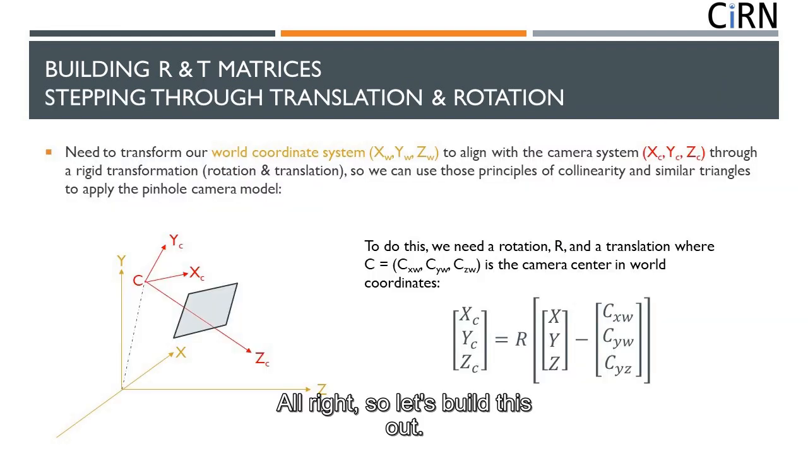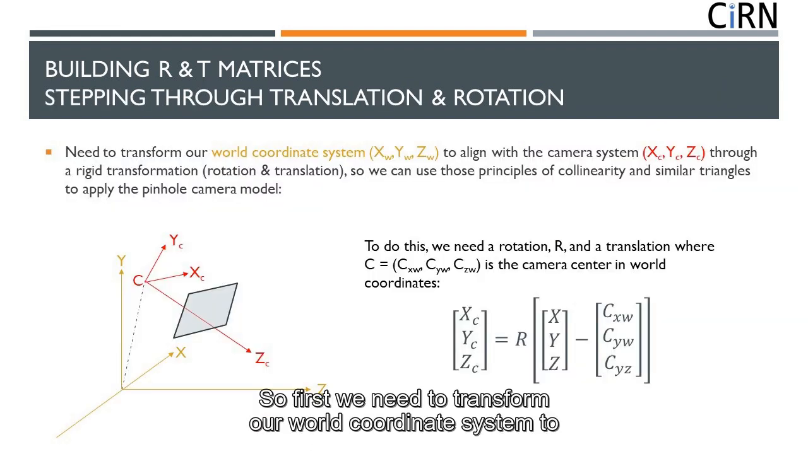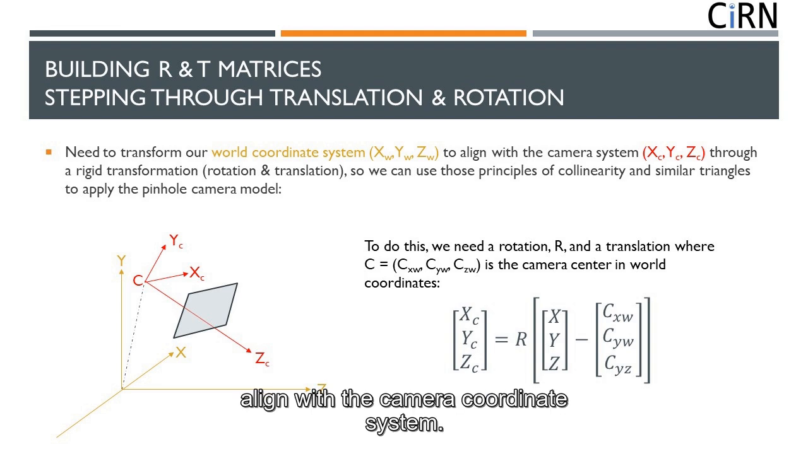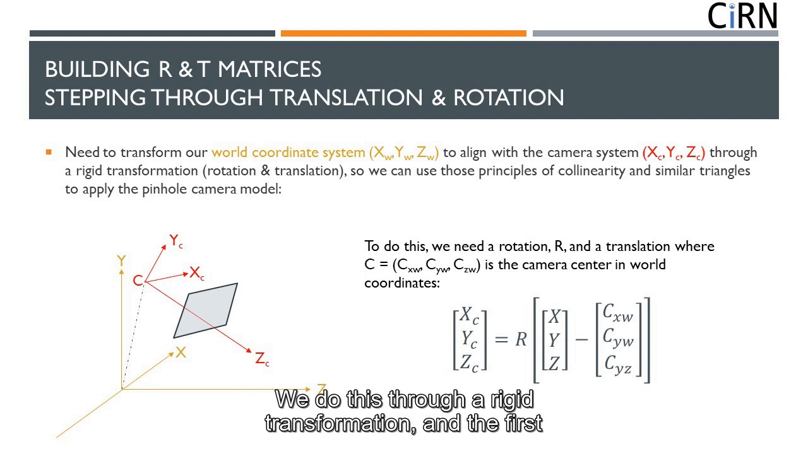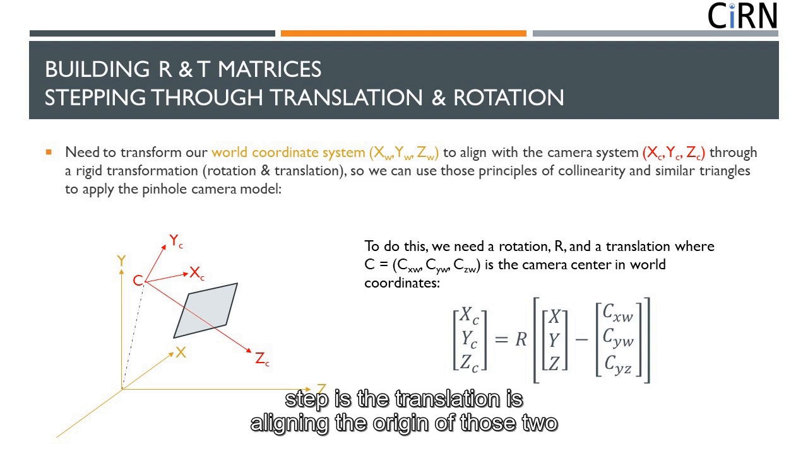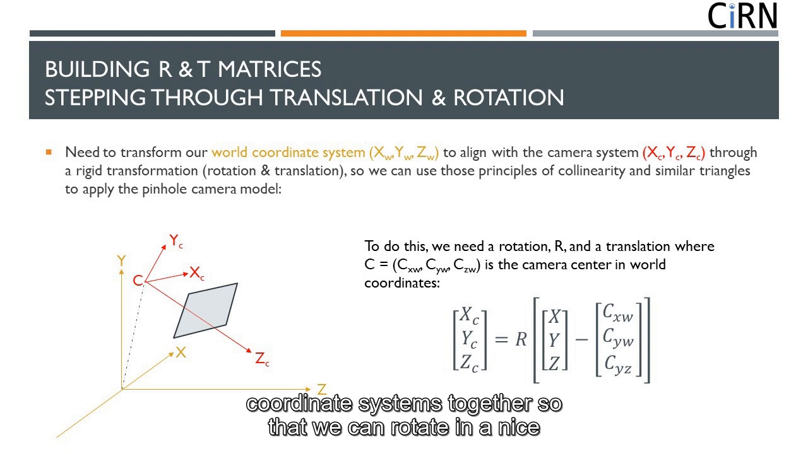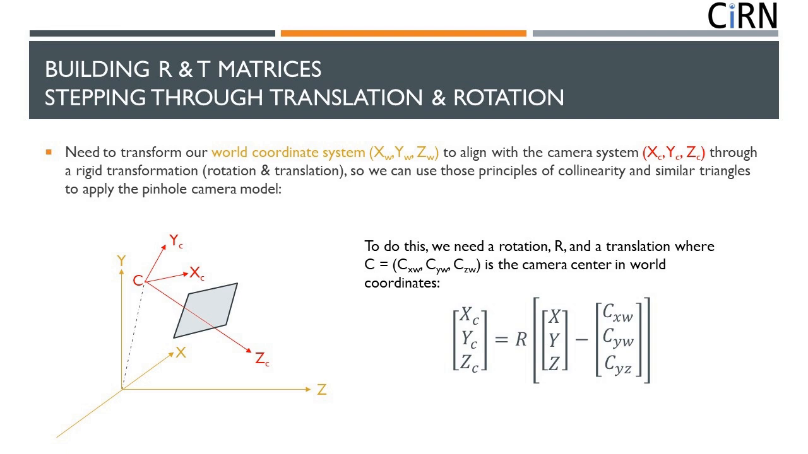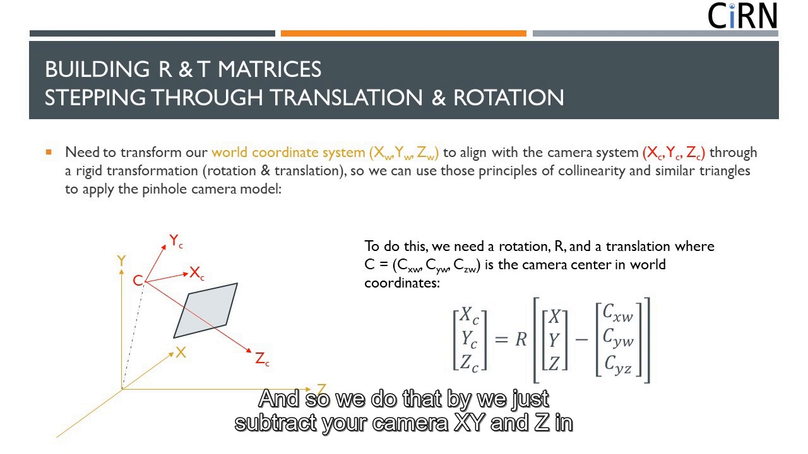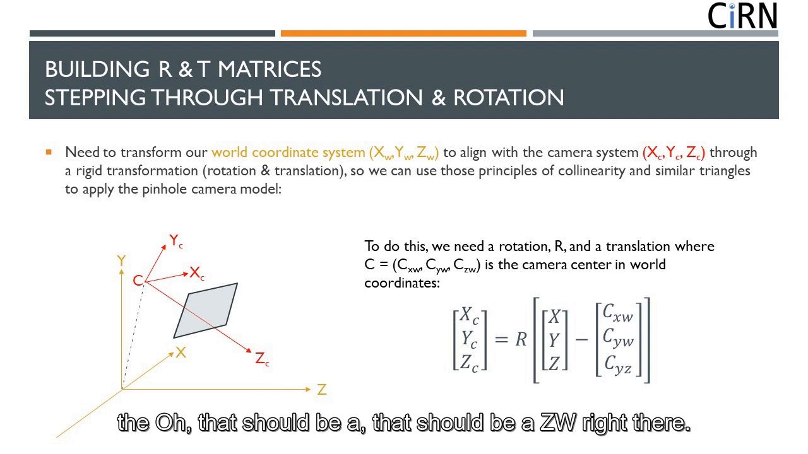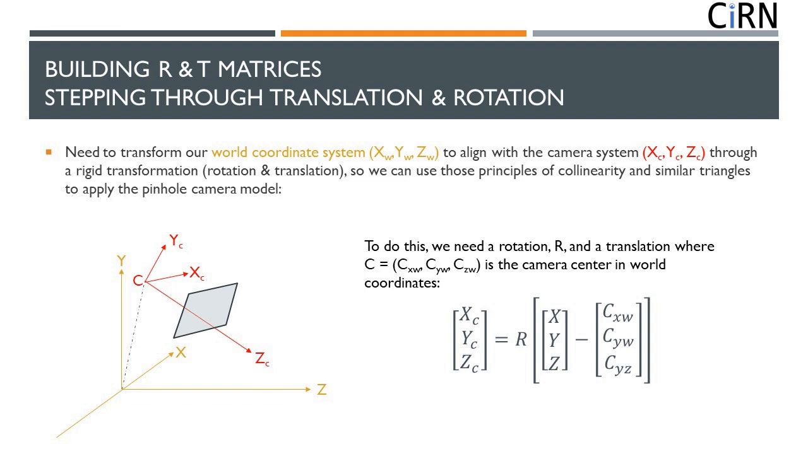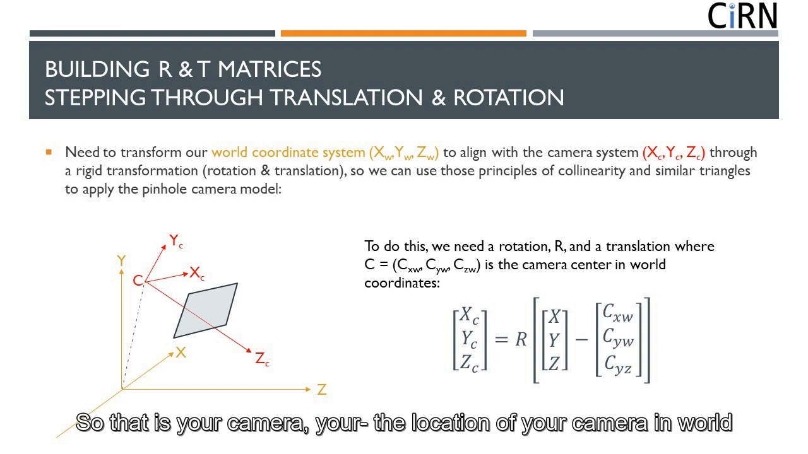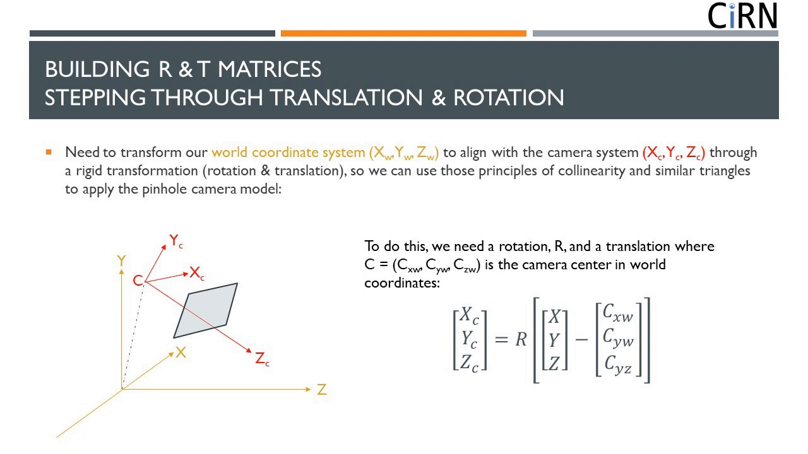All right, so let's build this out. So first we need to transform our world coordinate system to align with the camera coordinate system. We do this through a rigid transformation, and the first step is the translation, is aligning the origin of those two coordinate systems together so that we can rotate in a nice happy place. And so we do that by we just subtract your camera X, Y, and Z in the, oh, that should be a ZW right there. That's my fault. So that is your camera, the location of your camera in world coordinates.